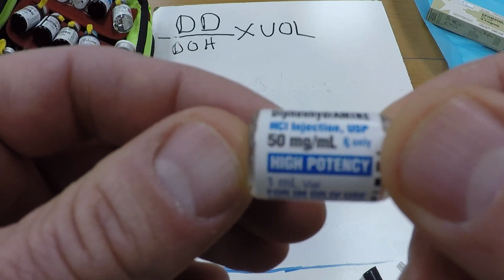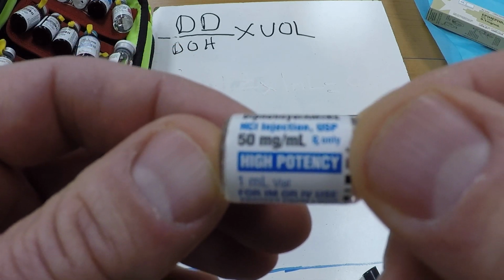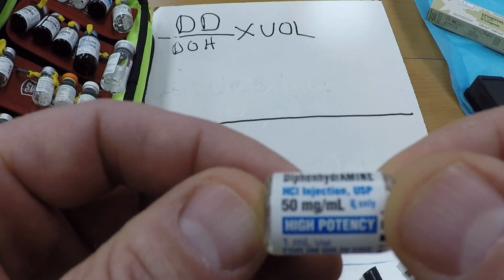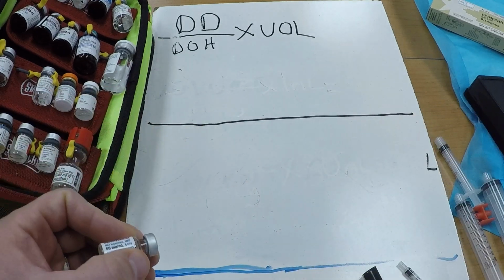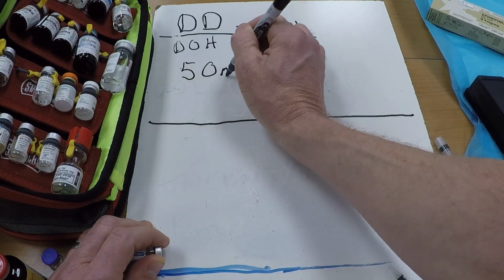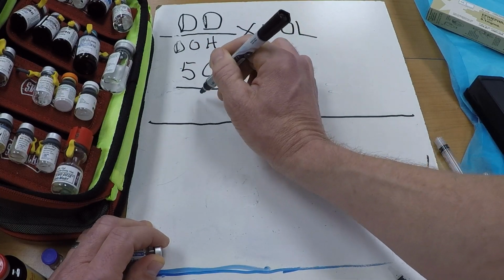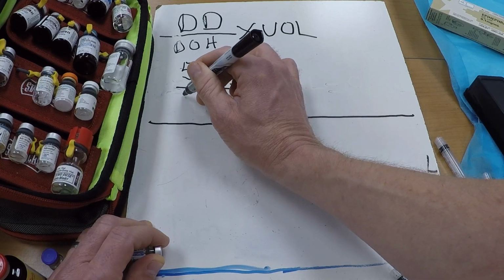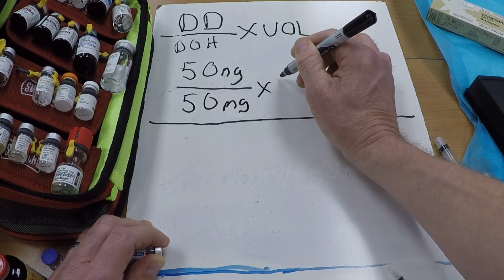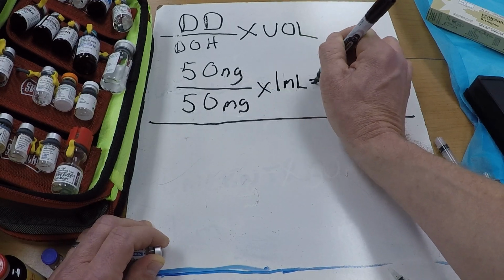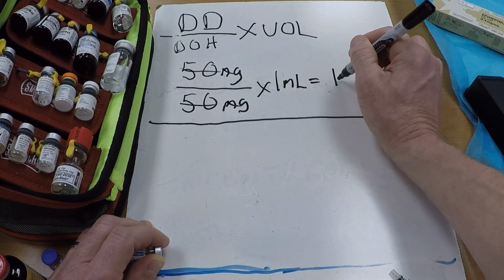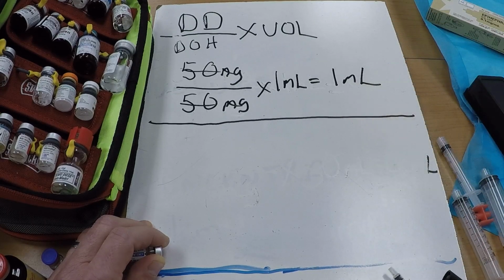Diphenhydramine comes in 50 milligrams per milliliter, and our desired protocol dose that we want to give is 50 milligrams. So our desired dose this time is 50, our dose on hand is 50 milligrams, and our volume is 1. So this cancels, this cancels, this cancels. This leaves us with 1 milliliter.